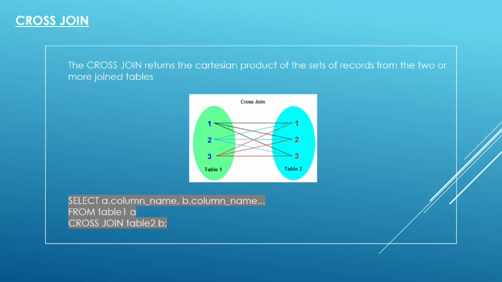Let's take a look at the syntax. The syntax is very simple. SELECT a.column_name, b.column_name FROM table1 a CROSS JOIN table2 b.